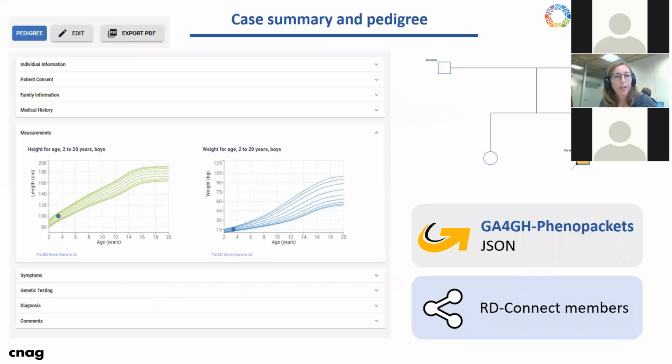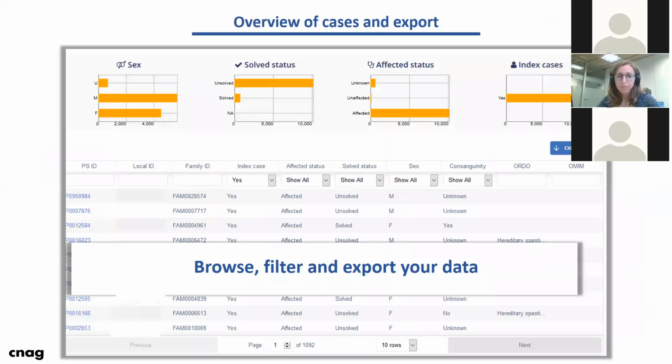Once you have entered your cases and your information, you will have summaries and the pedigrees we were mentioning, and you will be able to export also the information from the system, either as a PDF to keep a record on your site, but also, and more importantly, using a phenopacket so that you have your standardized data interoperable with the other systems. And the system already enables, of course, to share your patients and your data with other RD-Connect members. You will also be able to have an overview of your cases, filter and export your data.